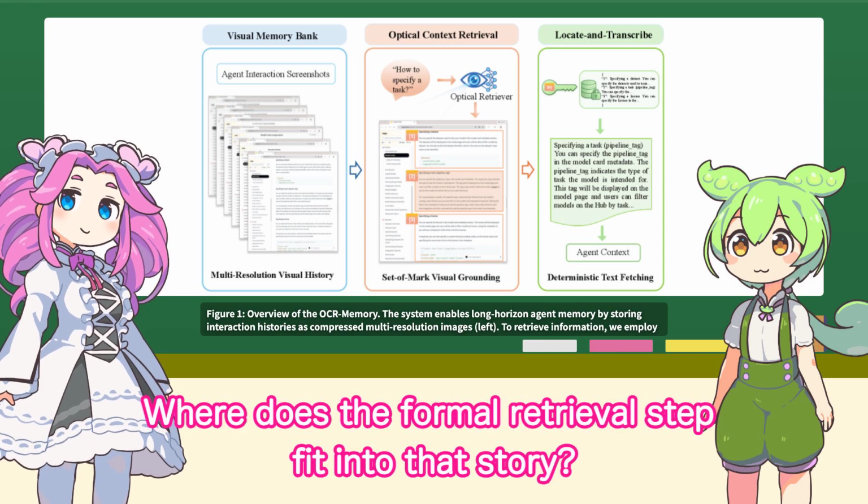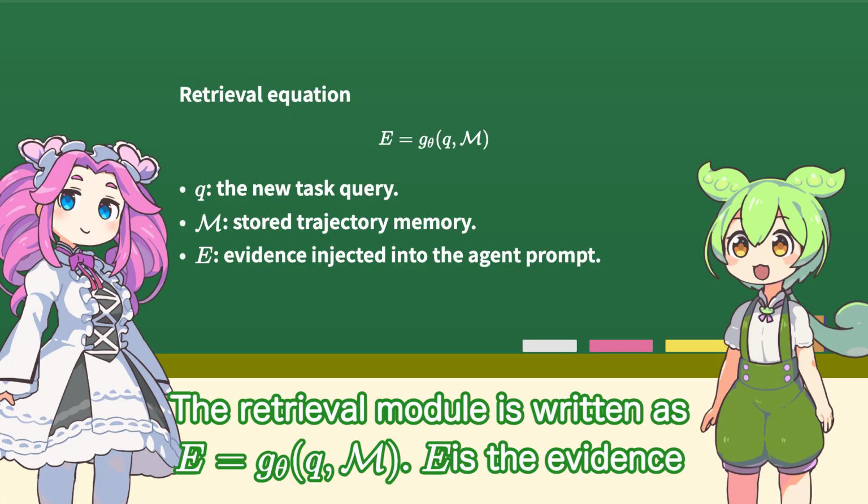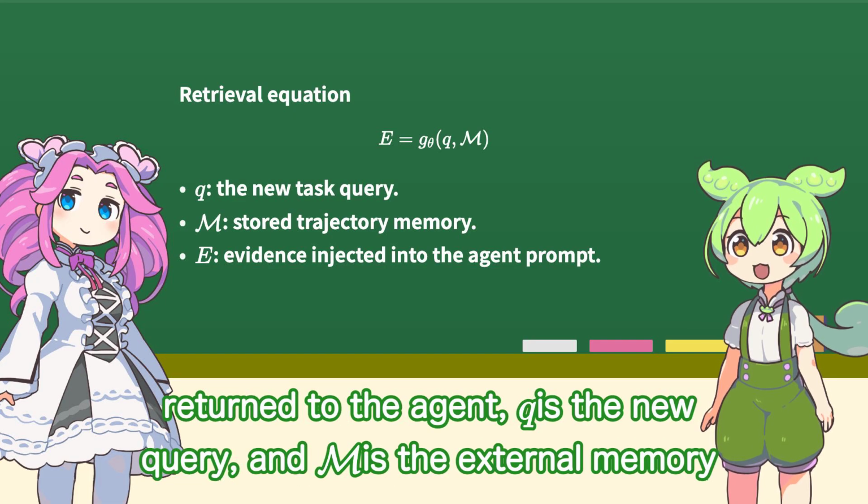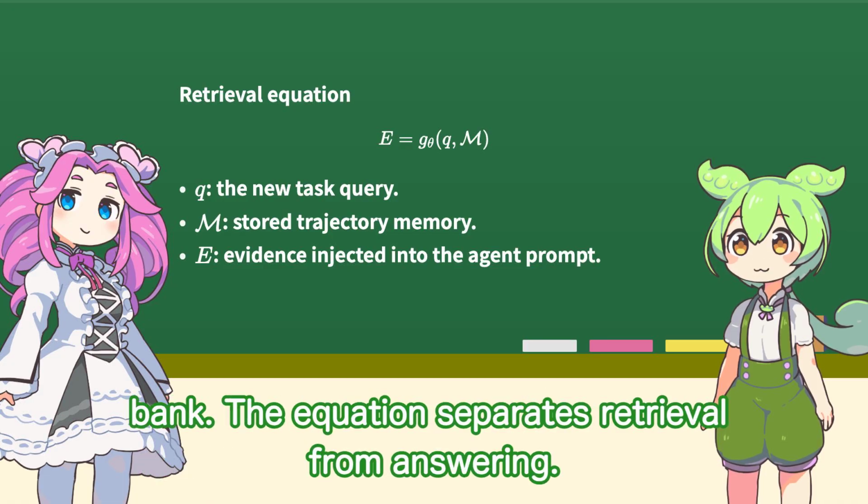Where does the formal retrieval step fit into that story? The retrieval module is written as E equals G theta of Q and M. E is the evidence returned to the agent, Q is the new query. The equation separates retrieval from answering.